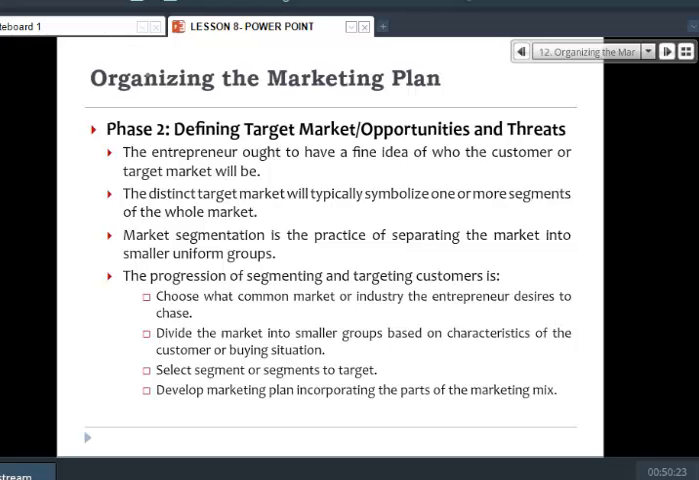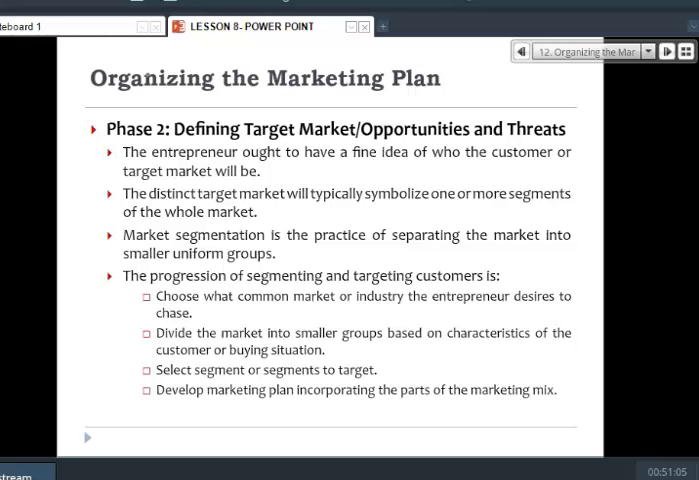The progression of segmenting and targeting the customer is to choose what common market or industry the entrepreneur desires to chase. Divide the market into smaller groups based on the characteristics of the customer or the buying situation. So you need to divide the groups of your customers based on their desire to chase, how much your customers are involved with a certain product.